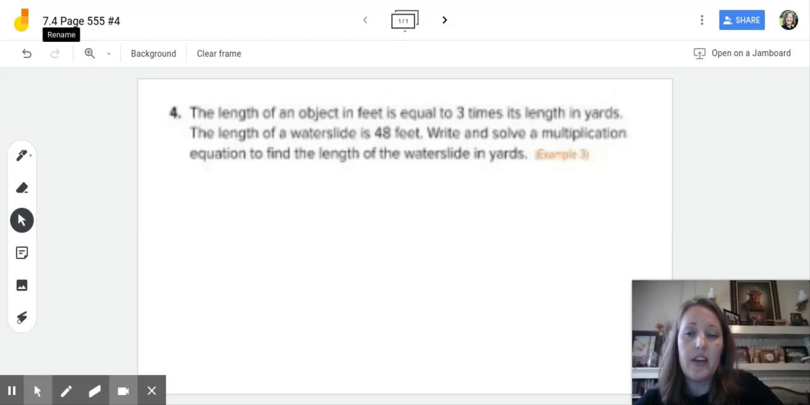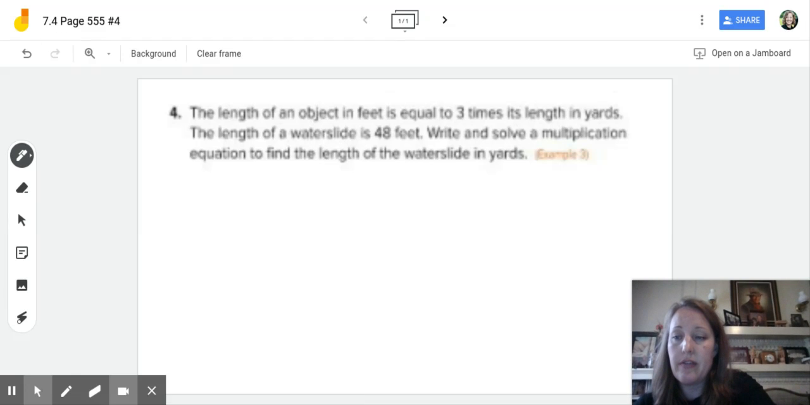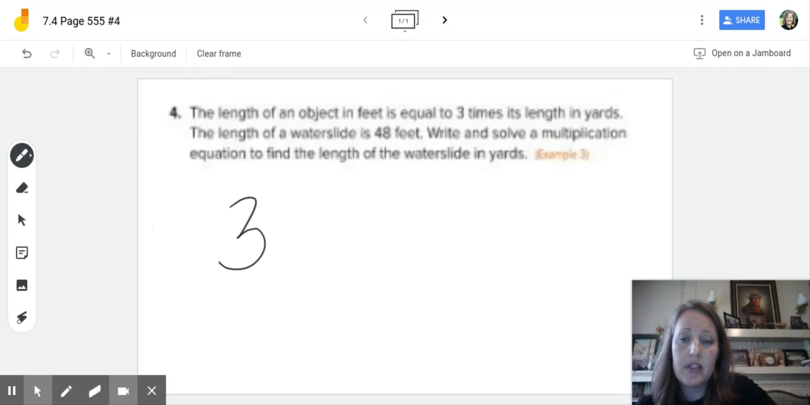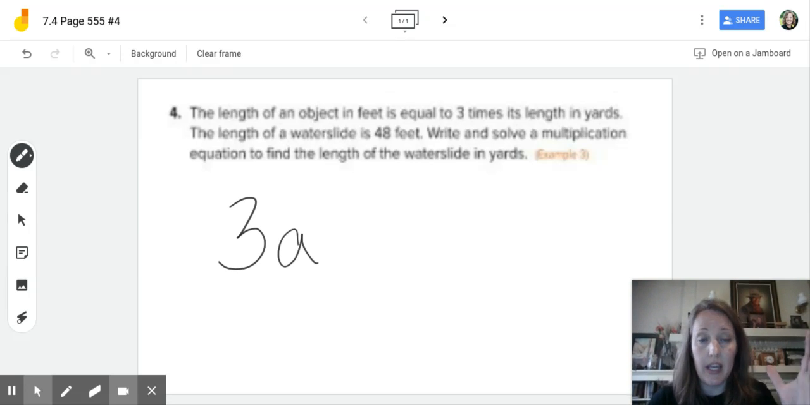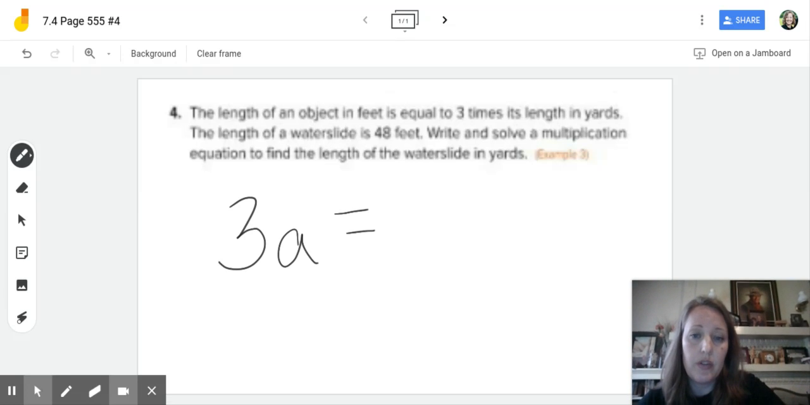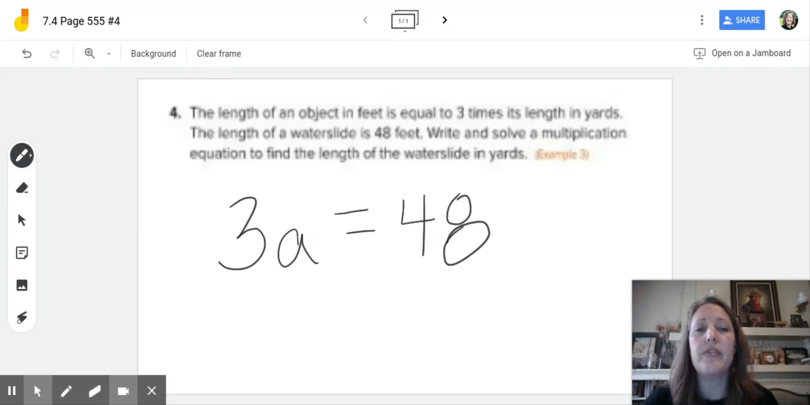So if I take 3 times some distance, some length, is equal to 48, right? We want to find what that something is. Well, what is A equal to? The length of an object in feet is equal to 3 times its length in yards. Okay, so that A, or the variable A, is equal to its length in yards.